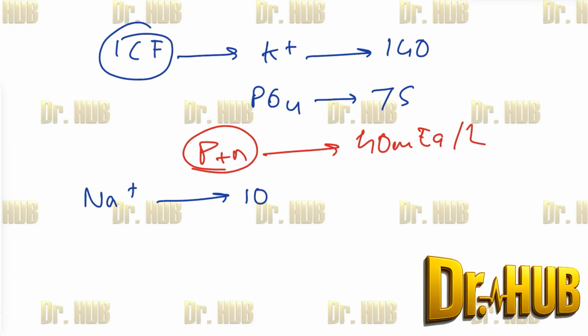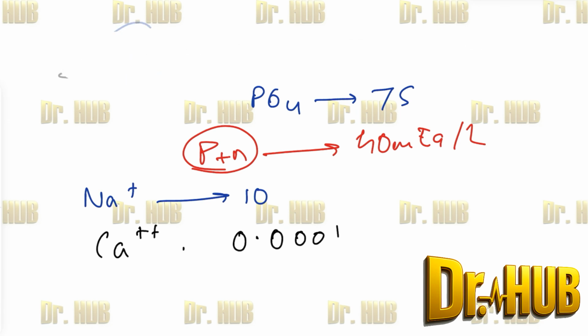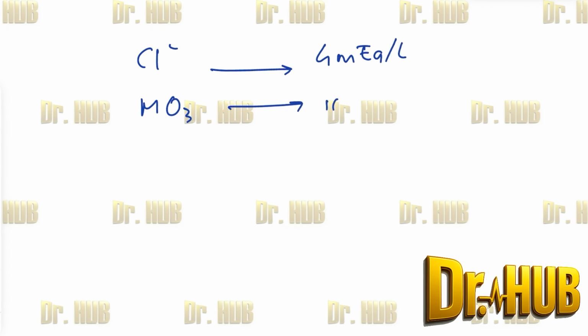Next we look at the calcium. The calcium was 2.4 and the calcium here is going to be very negligible, that is 0.0001. Then looking at the chloride and the bicarbonate. The chloride is 4 milliequivalents per liter, and then looking at the bicarbonate, bicarbonate is 10 milliequivalents per liter.